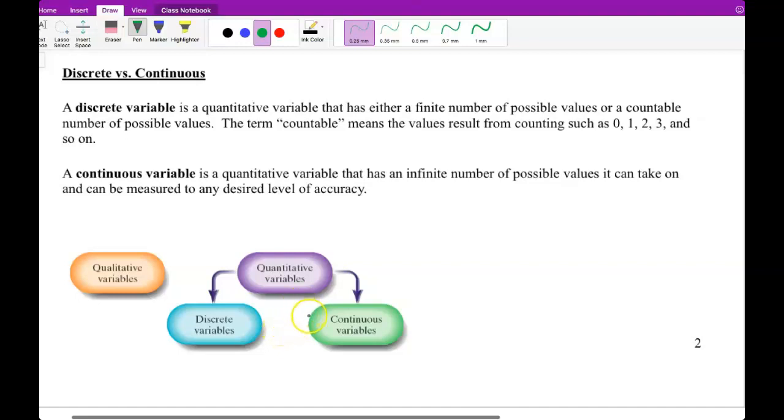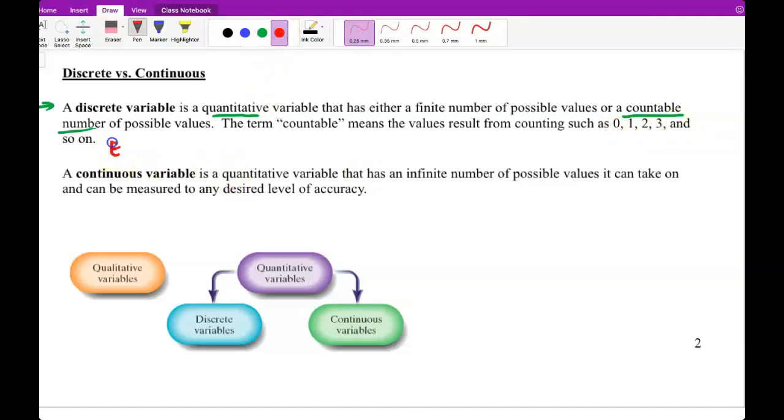Next part, discrete versus continuous. A discrete variable is a quantitative variable, so meaning that we can count these, that has either a finite number of possible values or a countable number of possible values. As I said, this one is countable because this is a quantitative variable. The term countable means the values result from counting, such as 0, 1, 2, 3, and so on.